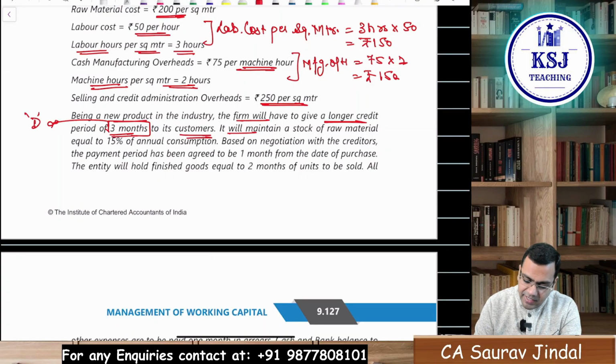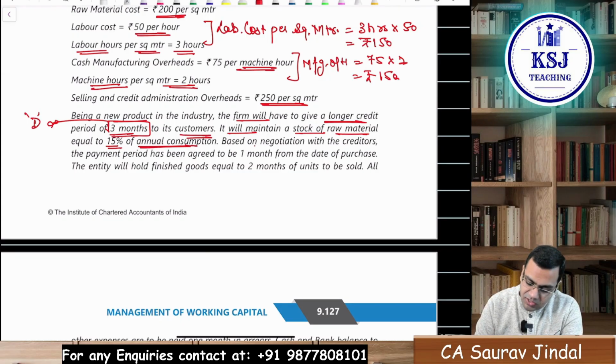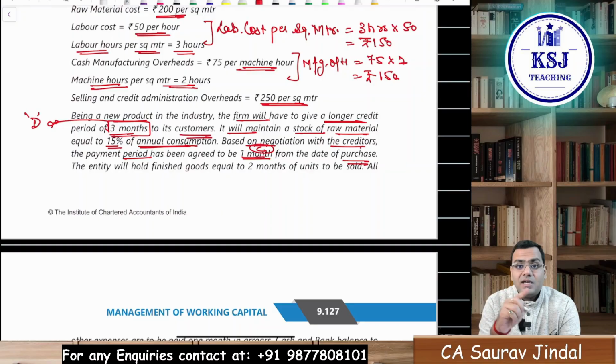It will maintain a stock of raw material equal to 15% of the annual consumption. So this is the information on how much closing stock of raw material you will keep. Based on the negotiation with the creditors, the payment period has been agreed to be 1 month from the date of purchase. So this is the value of C, that is the creditors payment period. If you remember the operating cycle, R plus W plus F plus D minus C, so this value is C.